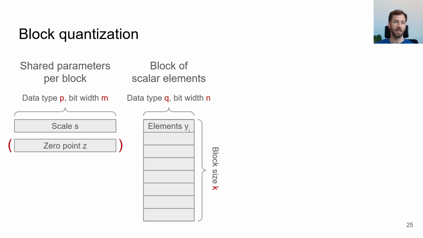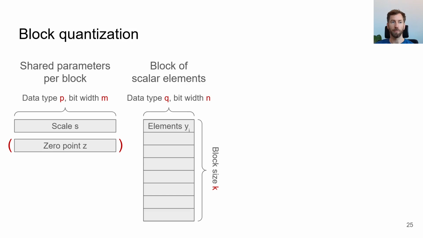Block quantization is defined as a block of elements y_i. So it's k of these elements, the block size is k, and each of these elements has data type q and bit width n. All these elements share blockwise parameters, like the scale or the zero point as introduced before. And these shared parameters also have a data type p and bit width m. So now I depicted all the three parameters in red. And as you may notice, there are a lot of combinations out of which you can build your block quantization data type.